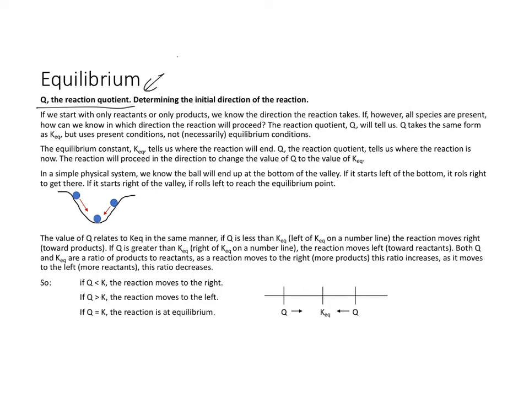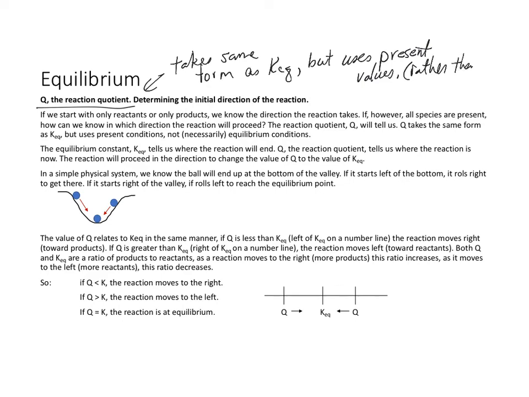This reaction quotient Q takes the same form as KEQ, KP or KC, but it uses present values to calculate it rather than the equilibrium values that KEQ uses. So the equilibrium constant tells us where the reaction will end. Where will it find balance? Q, the reaction quotient, tells us where the reaction is now. Not where it's going to be, but where it is now.